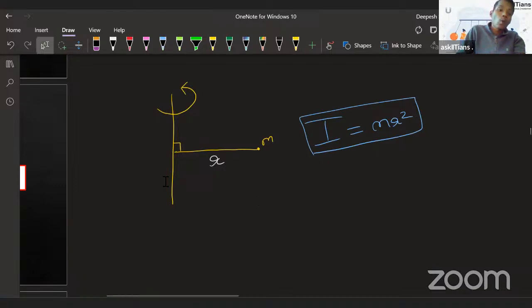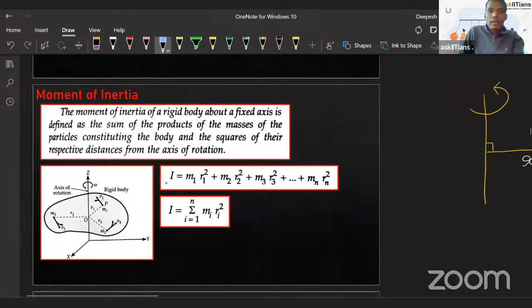Similarly, if there are more than one of that, imagine this is the axis of rotation and there are point masses 1, 2, 3, and so on, a lot of them. So I will say m1 r1 square, m2 r2 square, m3 r3 square, mn rn square, and so on, where r1, r2, r3 is basically the distance from the axis. That's it. Now this is the definition version of the explanation of moment of inertia.